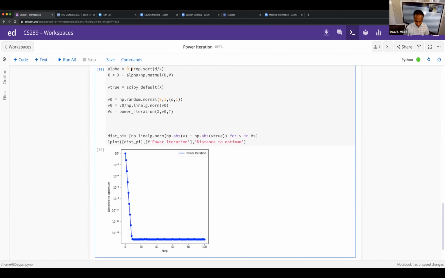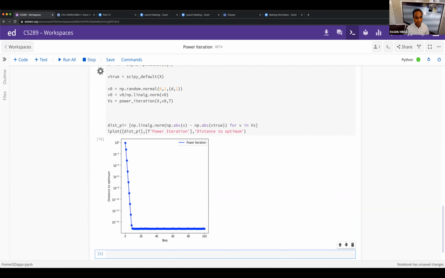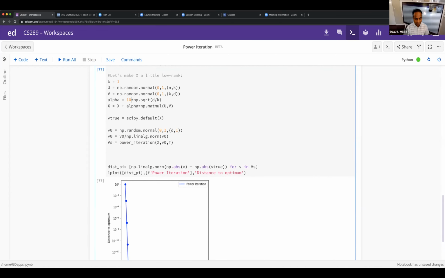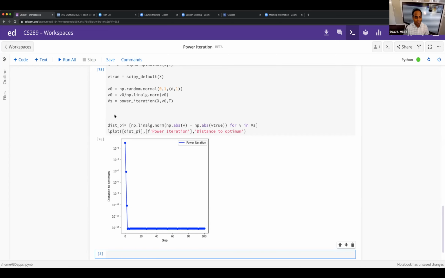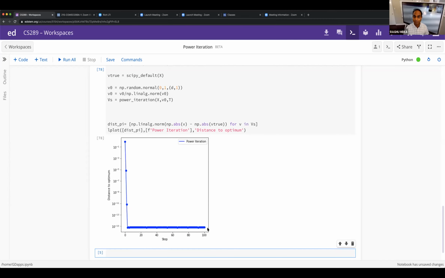And if I make it even larger, it's even faster. If I make it like 10, it's almost perpendicular. In a couple of iterations, it's converging to the true value.